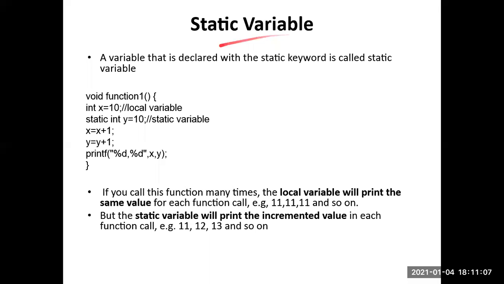Now we will discuss static variables. A variable that is declared with the static keyword is called a static variable. You can see the function here: x = 10, this is a local variable. Again, we have to mention the keyword static: static int y = 10.